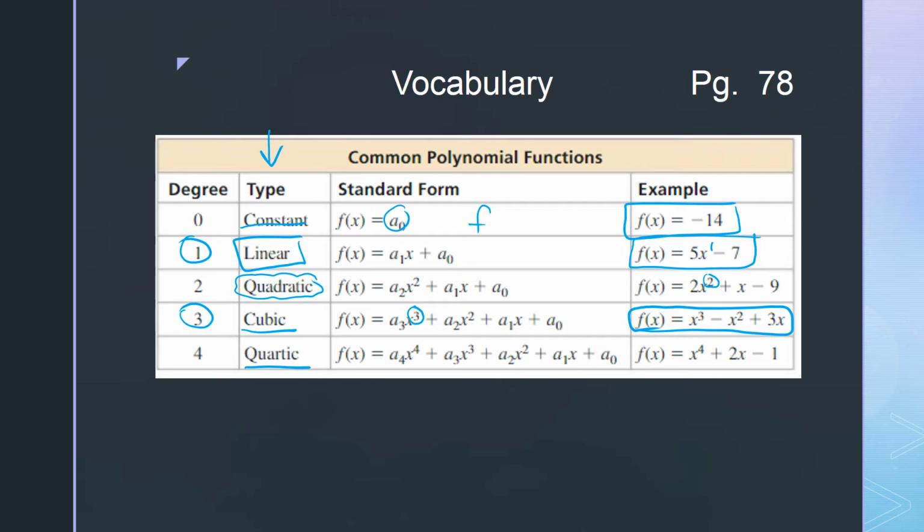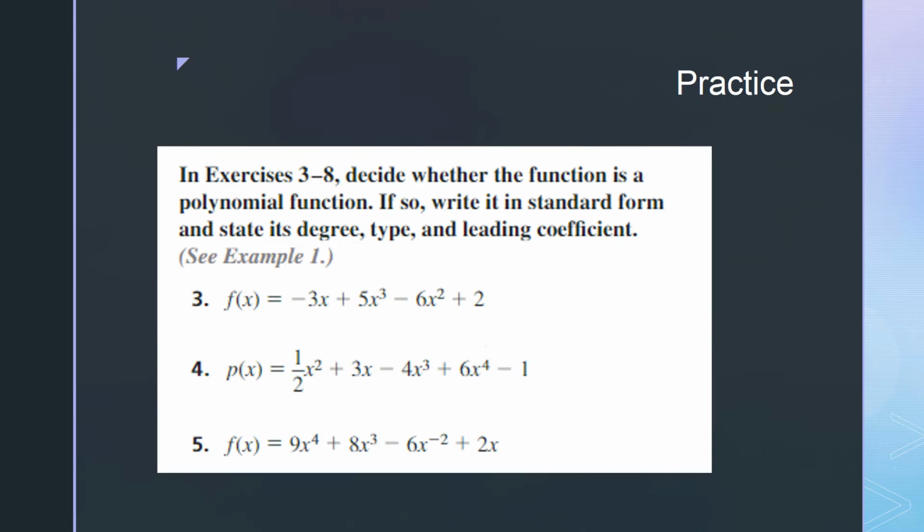And then the quartic, of course, is when your degree is 4. Just so you know, just like it shows here in the example, the largest has to be 4, but it doesn't have to have an x to the third like this one does. It doesn't have to have an x squared. It's just that the largest one is x to the 4th.